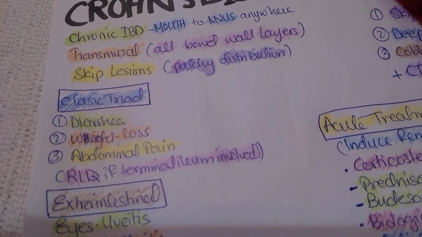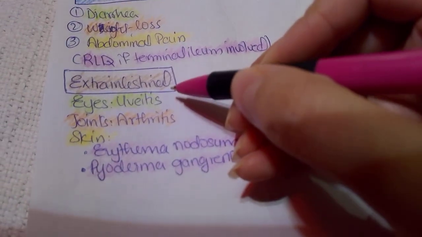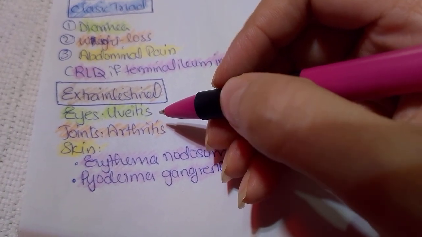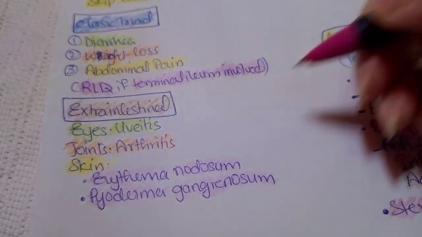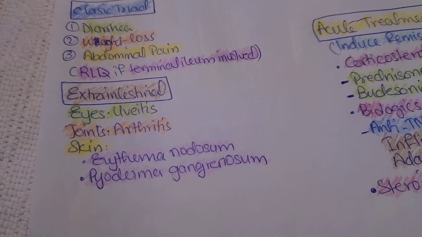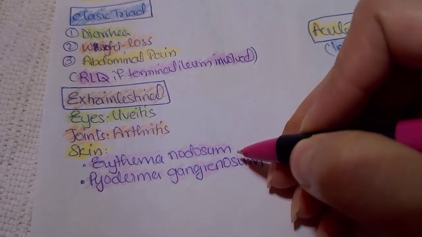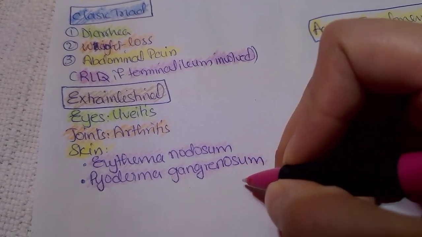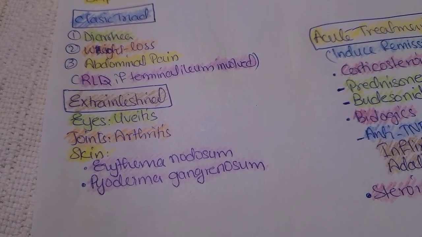But Crohn isn't just a gut disease. We see extraintestinal manifestations, like the eyes. There will be uveitis or episcleritis. Joint arthritis can mimic inflammatory arthropathies. In the skin, erythema nodosum, those painful red nodules, or pyoderma gangrenosum, so those nasty ulcerating lesions.